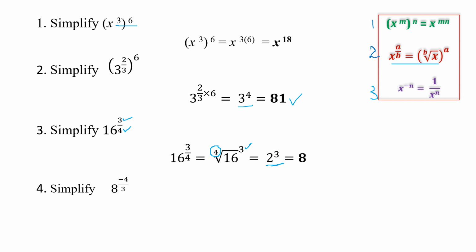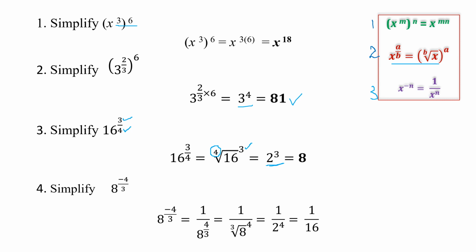And 2 to the power 3 is 2 times 2 times 2, which is 8. Please be careful. 2 to the power 3 is not equal to 6. It is equal to 8. We have three 2's which are multiplying each other. So 2 times 2 is 4, times 2 is 8. Let's move on to the last example here.